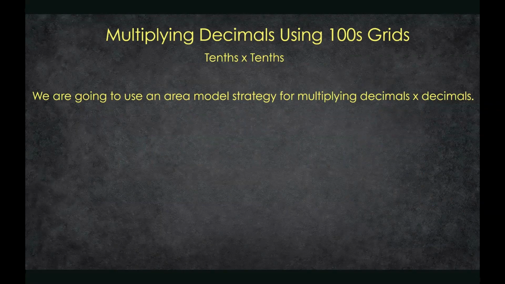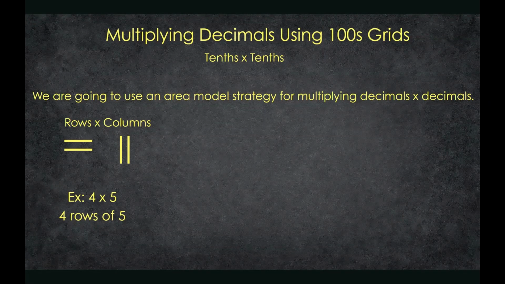So when we're multiplying tenths times tenths and we're using hundreds grids to do a pictorial representation, we are going to be using something called an area model strategy. You should be familiar with this because you did a lot of area model practice in 3rd and 4th grade. Just as a reminder, when we're multiplying in an area model, the first number is going to represent our rows. Rows go left to right. And then our second number in our multiplication equation is going to be our columns. Columns are vertical, they go up and down.